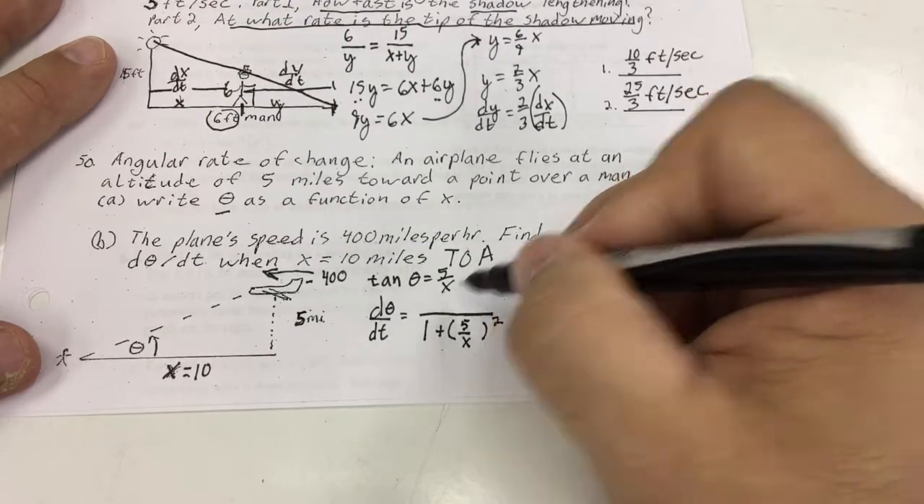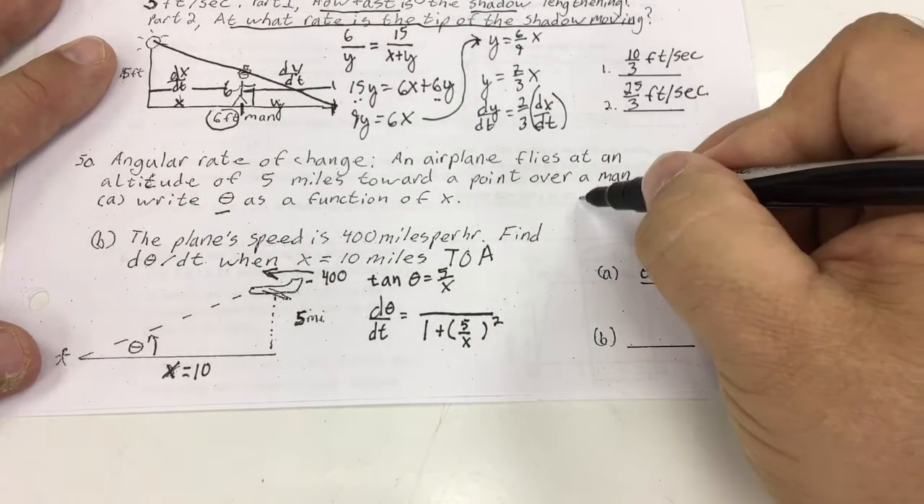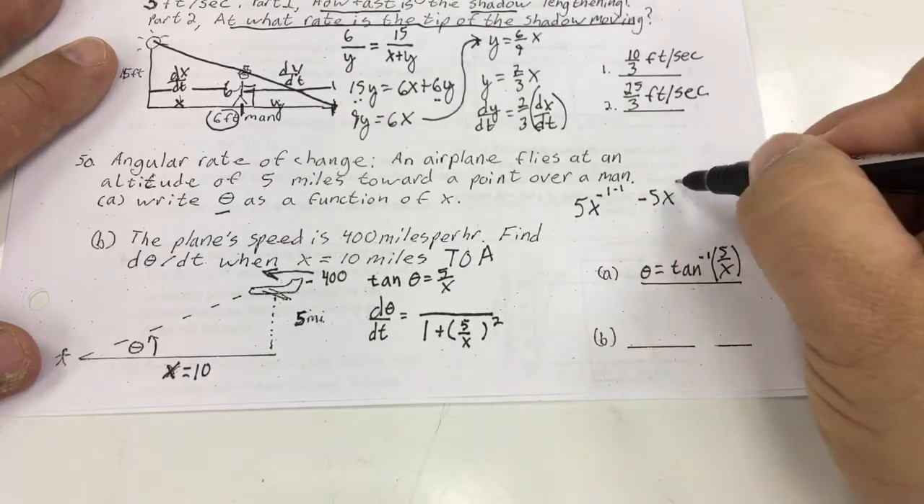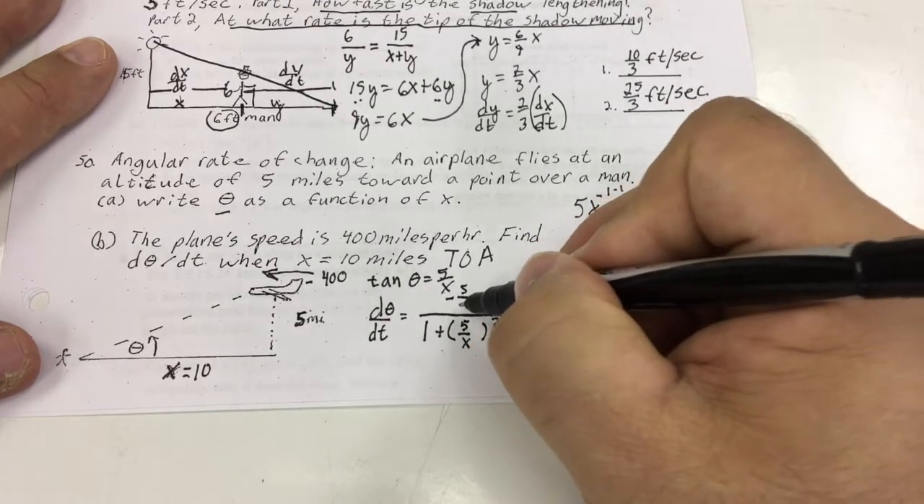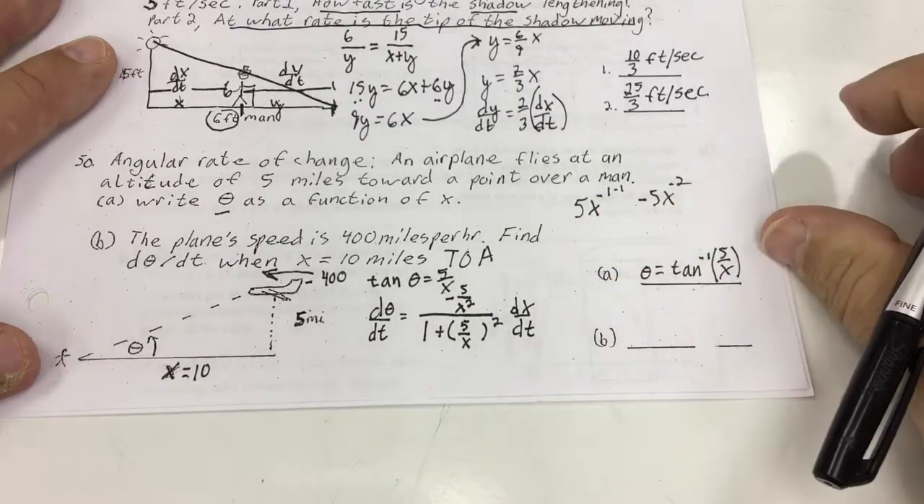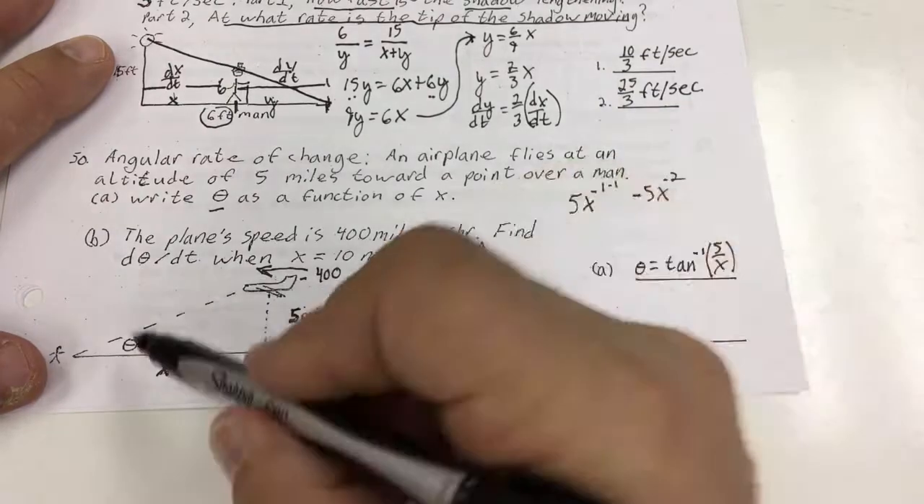And now 1 is supposed to go on top, but I have to take the derivative of the 5 over x. So that's going to give me the derivative of 5x to the negative 1, which equals negative 5x, subtract 1 from that exponent to get negative 2. Negative 5 over x squared. Don't forget, with respect to time, dx/dt in the back end. Now I have to plug in all my values to find d theta/dt. That's what I'm looking for.